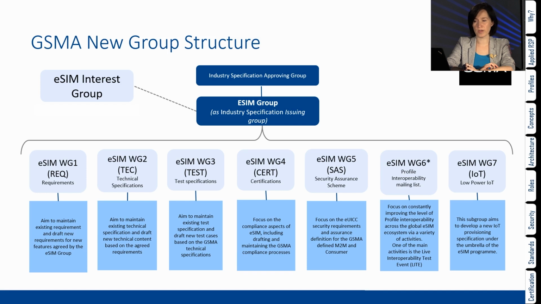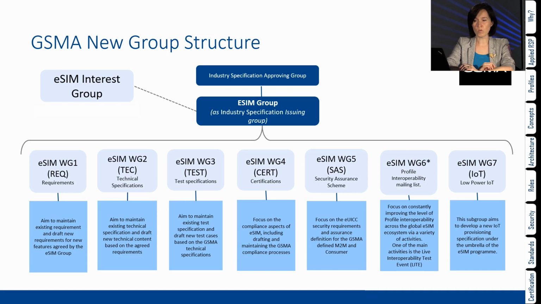Okay, then there is working group 6, which is a group that does not produce any specifications, compared to the other groups. But this is the group responsible for profile interoperability. It was especially important because this group was responsible for interoperability testing. We had already two so-called live interoperability testing events.